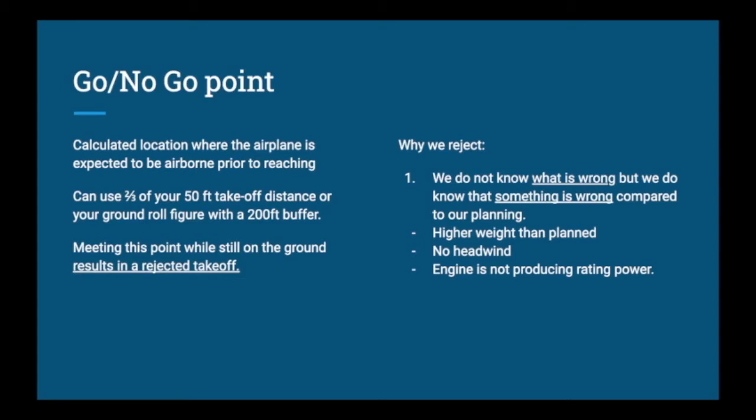Now, why would we reject? Because something could be wrong, but you don't know what is wrong. Possibly the engine's not developing your rated takeoff power. The density altitude is too high, so your airplane's not getting very good performance. Maybe you made an error in the calculation, and that's why you rejected. So lots of different reasons why, but it's important if it is a real emergency, you're safer to stay on the ground as opposed to forcing the airplane into the air.